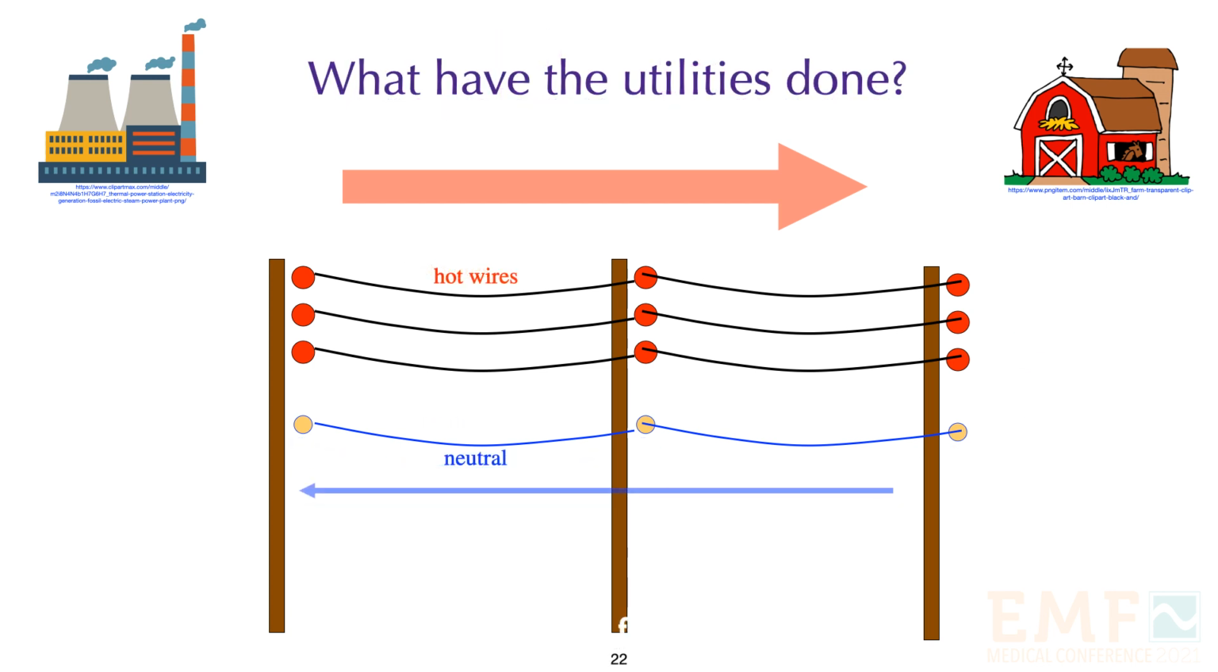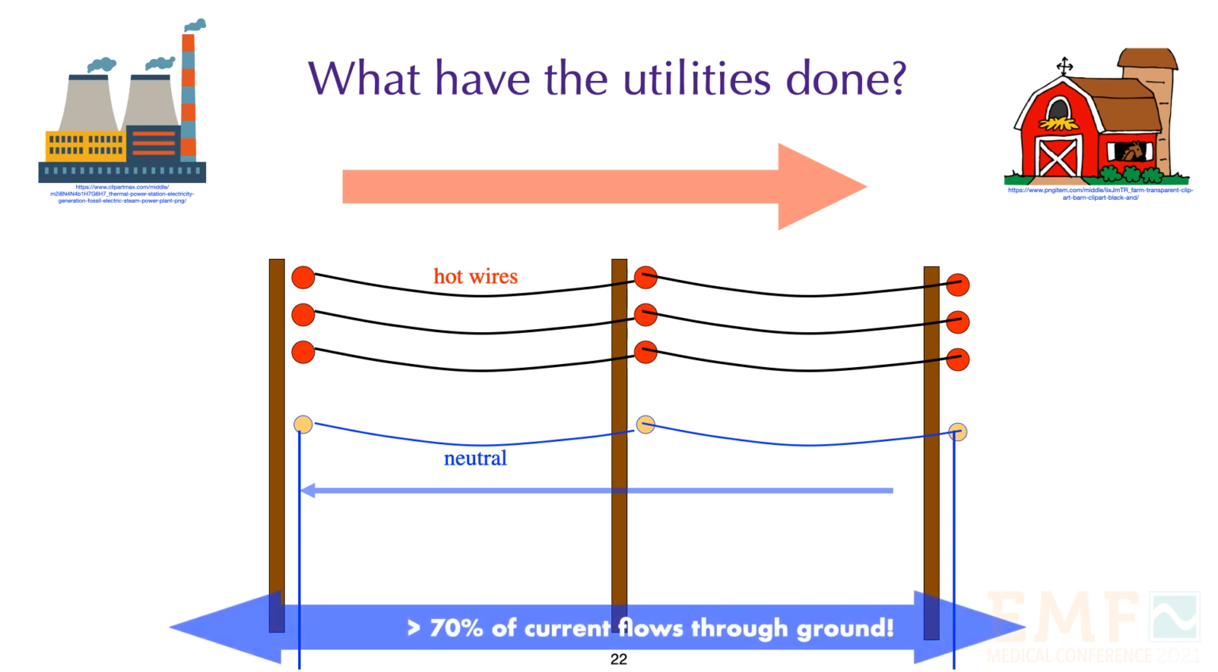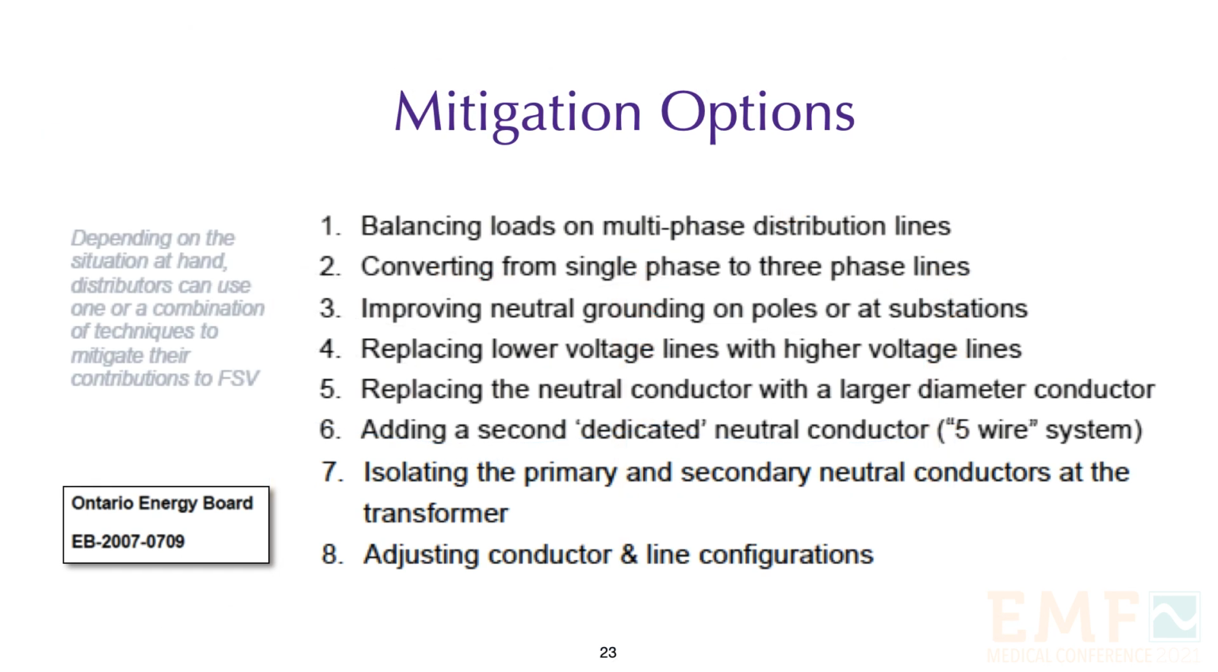And this is what the utilities have done. They connected the neutral wire to earth. And now 70% of the return current goes through the ground when it should be along a neutral wire. Ontario has faced a serious ground current problem since the 1990s. And in 2007, the Ontario Energy Board identified mitigation options that include the ones I've mentioned: a thicker neutral wire or a 5-wire system.